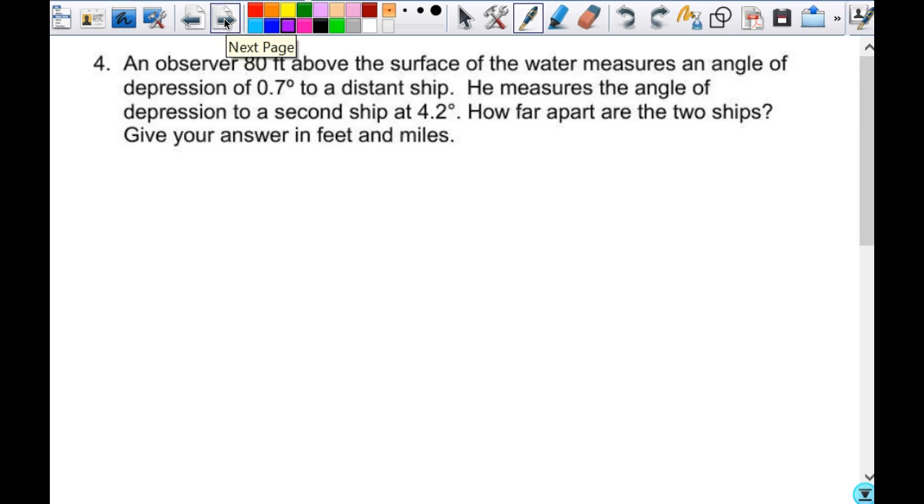An observer 80 feet above the surface of the water measures an angle of depression of 0.7 degrees to a distant ship. He measures the angle of depression to a second ship at 4.2 degrees. How far apart are the two ships? Give your answer in miles.